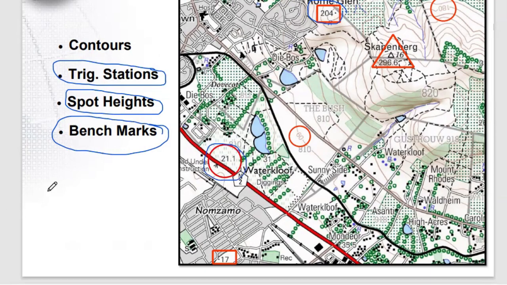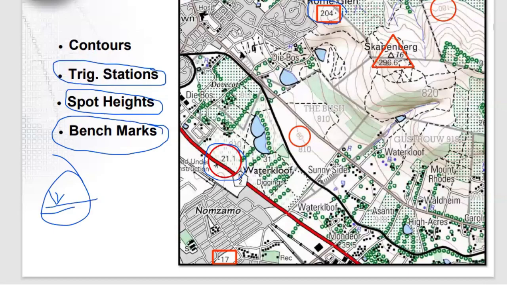There is this sign here, and then maybe it's along the road. The road goes like that. This is a benchmark. So the benchmark there, it means the height. The benchmark along the national route N2, the height is 21.1, which means the height of the road on that particular point is 21.1. Right. That is a benchmark.